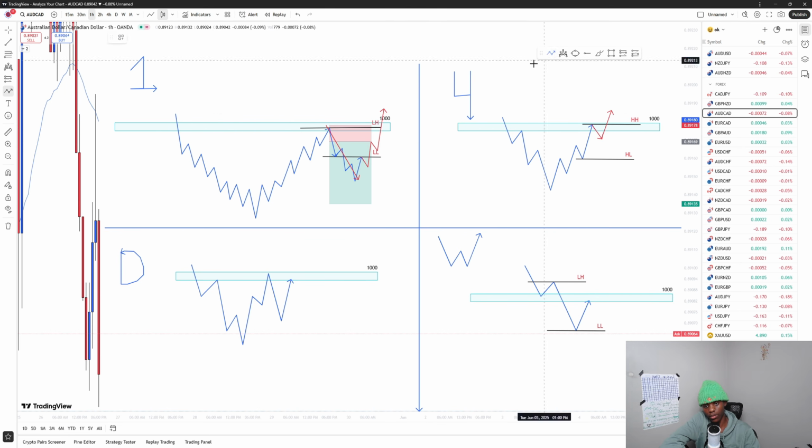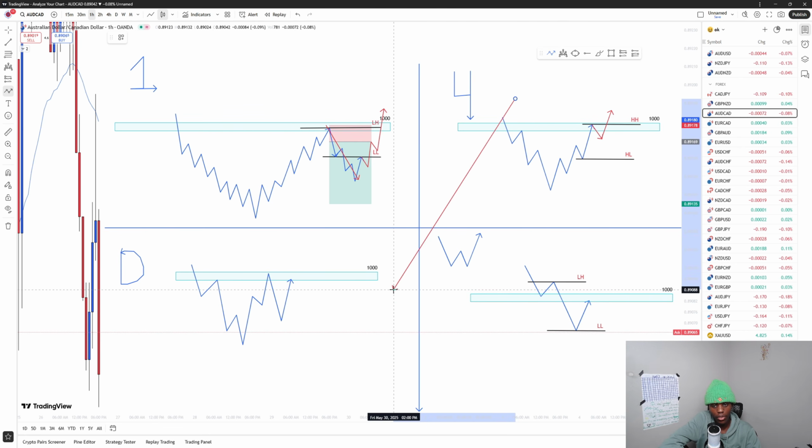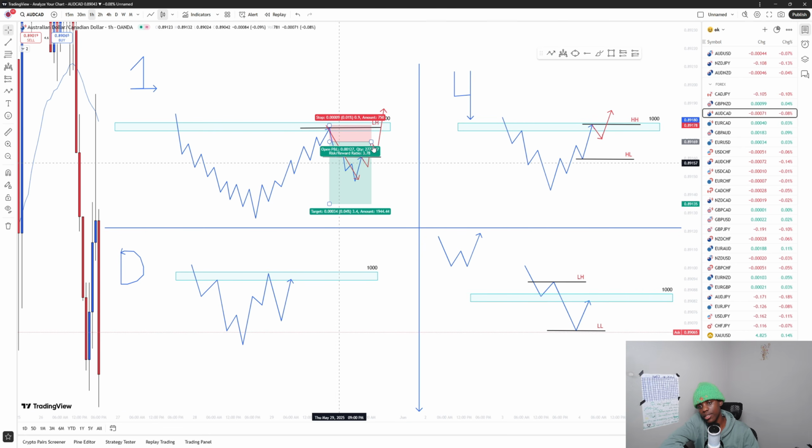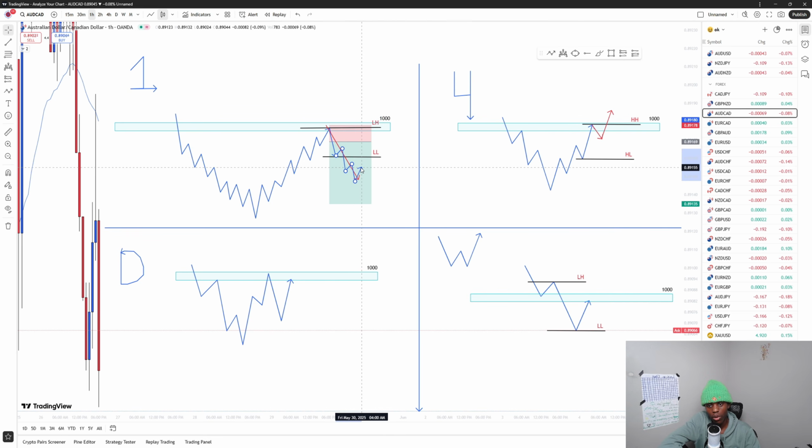So this is the problem right here with entering, because the 4 hour is not in sync with the other time frames. But sometimes this is not what always happens. Sometimes the lower time frames just continue creating lower lows and lower highs until it hits your take profit. And in cases like this, the 4 hour then continues moving down and then it shifts bearish.